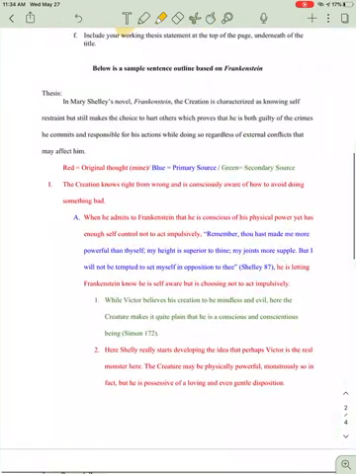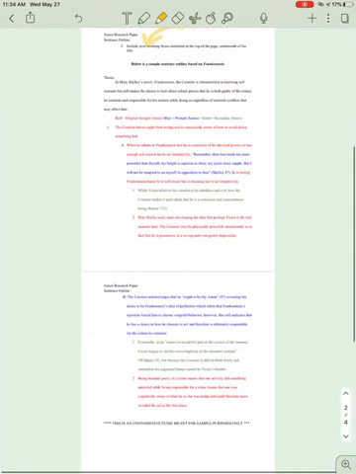So the example that I have here is from Frankenstein. You'll see I've broken it down into red being my original thoughts, blue being my primary source, green being my secondary. You do not need to break it down in those colors. I did that so that you could see more clearly what is what. If you want to go ahead and do that, live your best life. Go for it. So you can see Roman numeral number 1. I say the creation knows right from wrong and is constantly aware of how to avoid doing something bad. This is one of my major points.